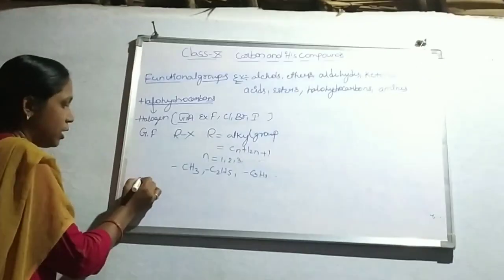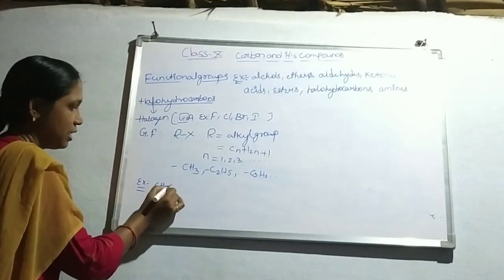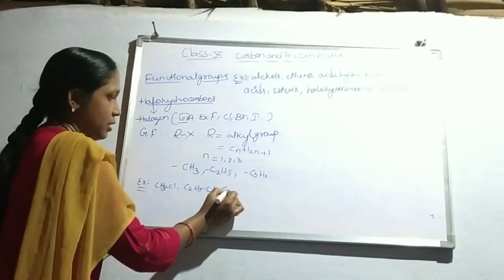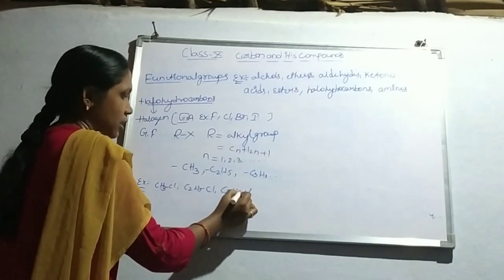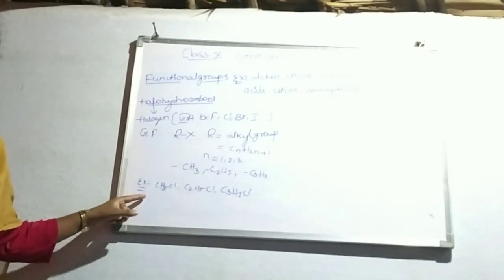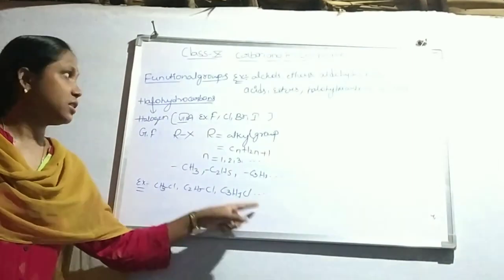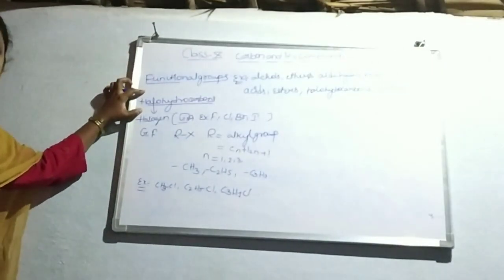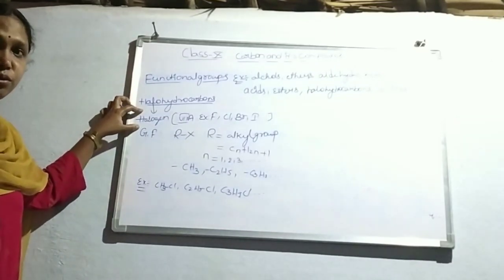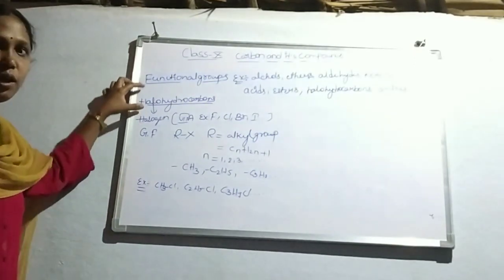Here write down examples for the halohydrocarbons: CH3Cl, C2H5Cl, or C3H7Cl, etc. These are the examples for halohydrocarbons: CH3Cl, C2H5Cl, C3H7Cl. What are halohydrocarbons? Halohydrocarbons means that in a hydrocarbon, one of the hydrogens is replaced with a halogen. Those are known as halohydrocarbons.